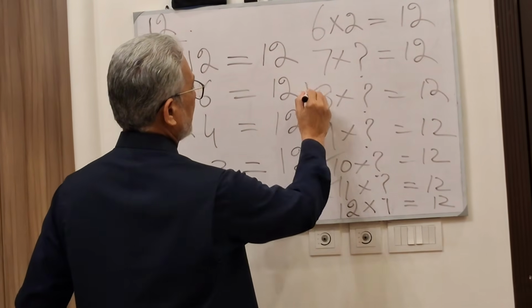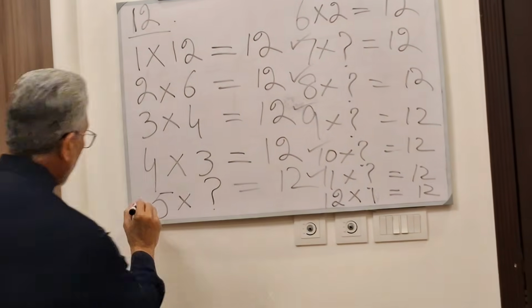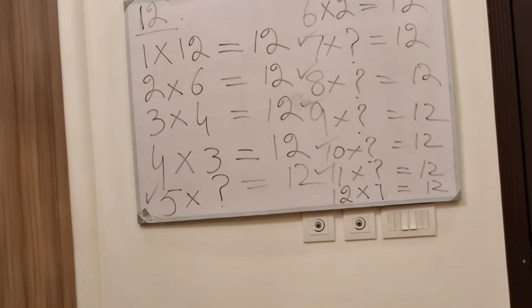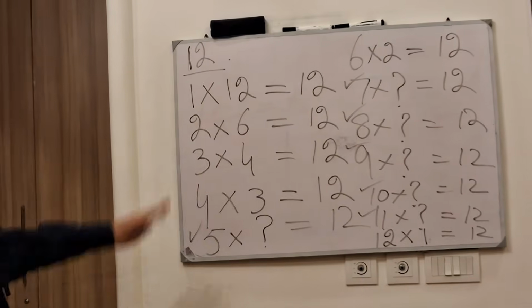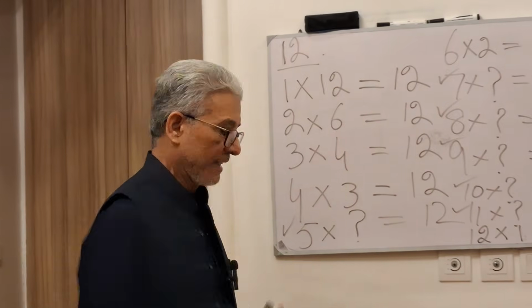9 is not a factor. 8 is not a factor. 7 is not a factor. 5 is not a factor of 12. These numbers are not factors. The others are factors of 12. So this is the multiplication method.